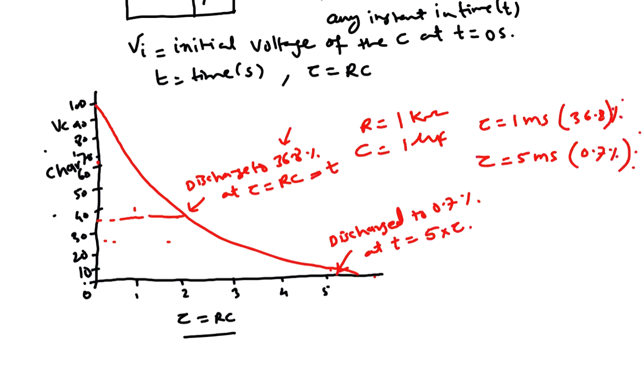I hope you enjoyed this video by understanding the charging and discharging behavior of your capacitor. Remember, C is equal to Q over V. So capacitance is the charge upon voltage, where V is the voltage across the capacitor, Q is the quantity of charge it holds across its two plates, and C is the capacitance.